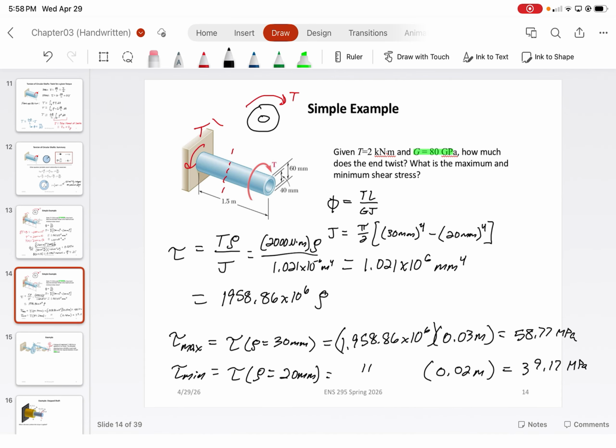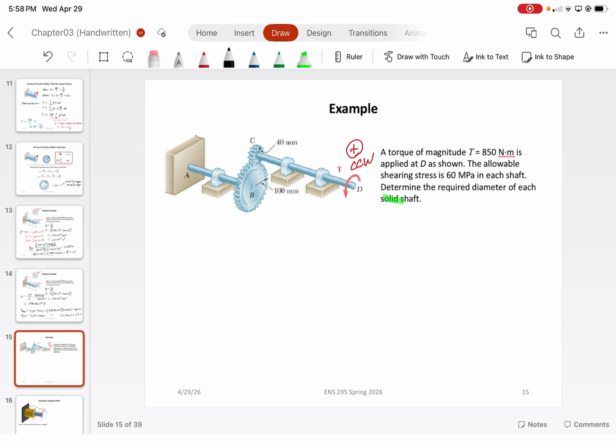Any questions about this? No? All right. Now back to this problem.